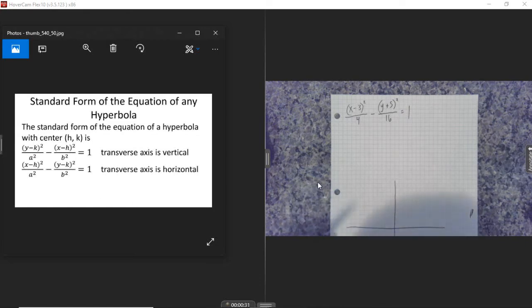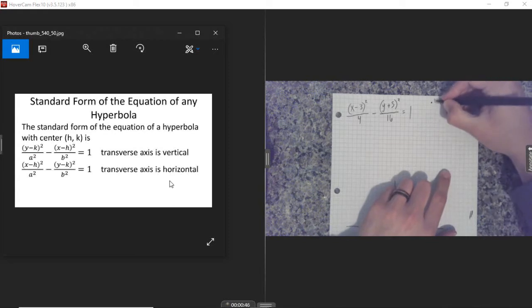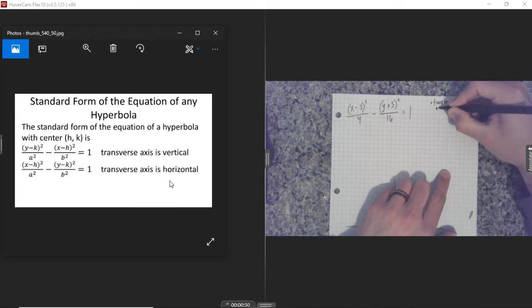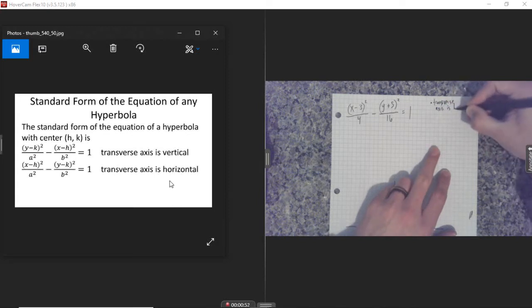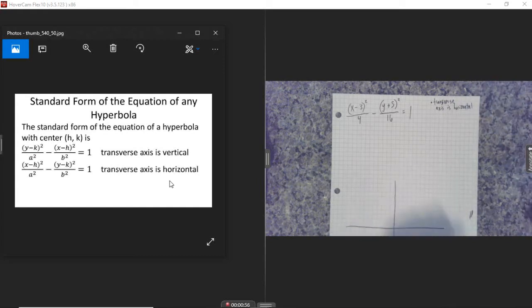Now the first thing we want to do is identify which one we're looking at. Is x first, or is y first? In this particular one, x is first. So we've got to remember that my transverse axis is going to be horizontal. I'm going to go ahead and write that: the transverse axis is horizontal. That will help us with a lot of different things, and then we are done with that part of the information.